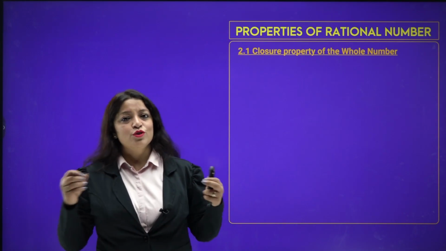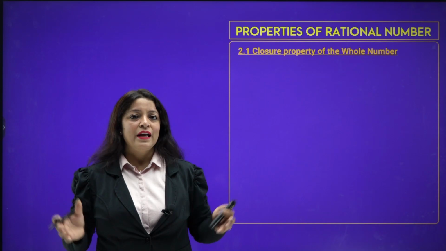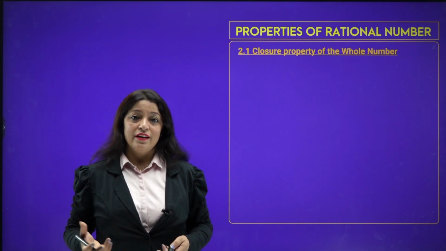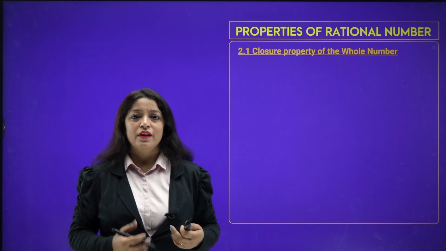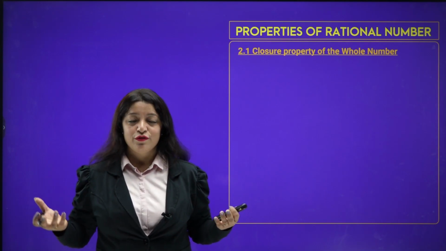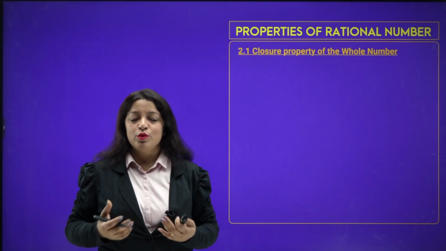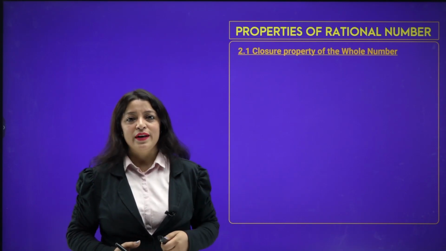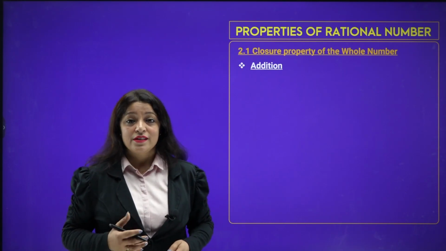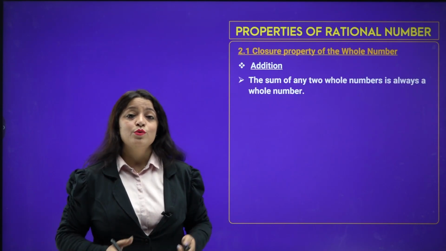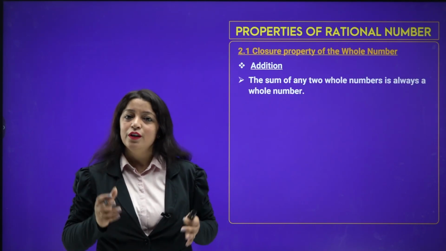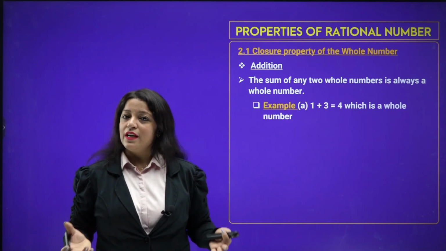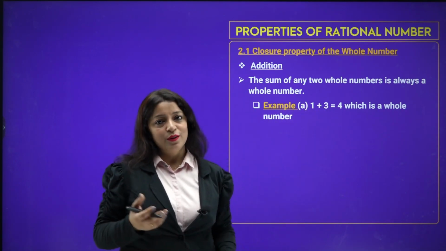If I take any two whole numbers out of the bag and add them together, what will be the result? You'll find that the result is again a whole number. For example, if I take 2 and 5, two different whole numbers, and add them together, 2 plus 5, the result is 7, which is also a whole number. So for addition, whenever we add any two whole numbers, the result will always be a whole number, right? For example, 1 plus 3 is 4, which is again a whole number. The sum of any two whole numbers is a whole number.